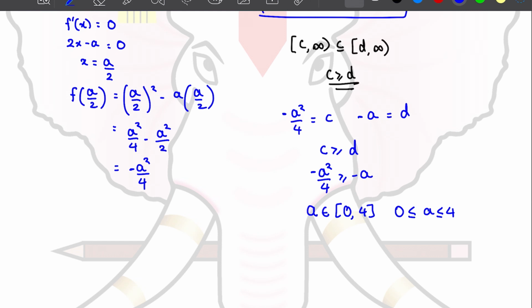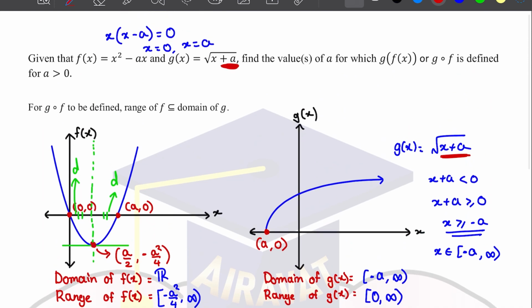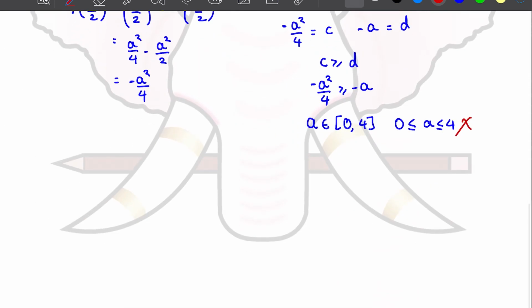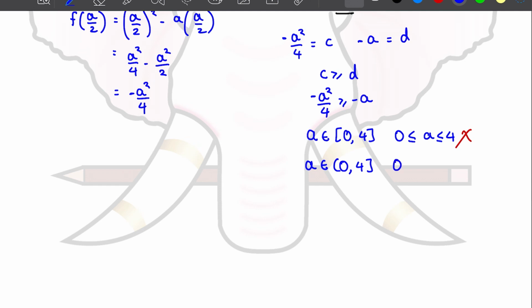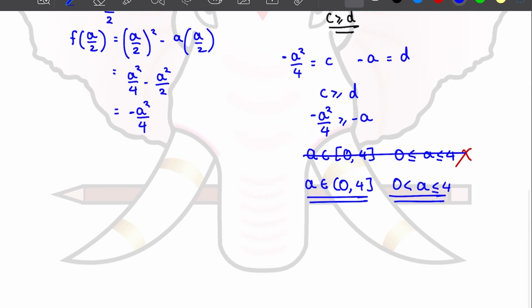Now is this our final answer? No, this is incorrect. Why is that? Well, we need to remember this constraint right here, that a is greater than 0. So our final answer would be a belongs to 0 exclusive to 4 inclusive, simply because the question said that a has to be greater than 0. Or we can write this as 0 less than a less than or equal to 4. This is our final answer right here and not this one.